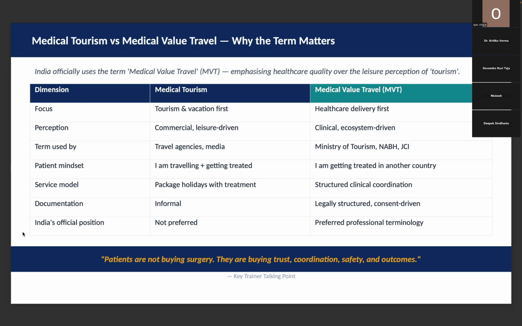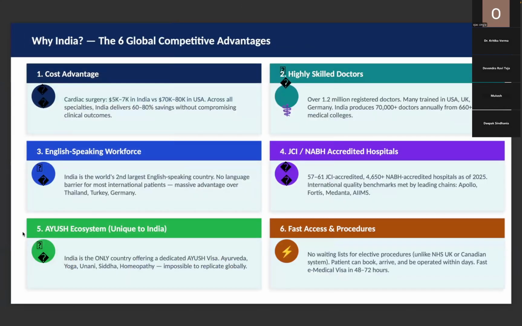If someone is traveling for cancer, for cardiac surgery or a transplant or an IVF or a spine surgery. Now, whenever we talk about medical value travel, we have understood that a patient is traveling from their home country to another country, but why would that patient come to India? Why are patients choosing India? India is in the top 10 destinations for medical value travel, but why are they choosing India? Good quality healthcare with low pricing.